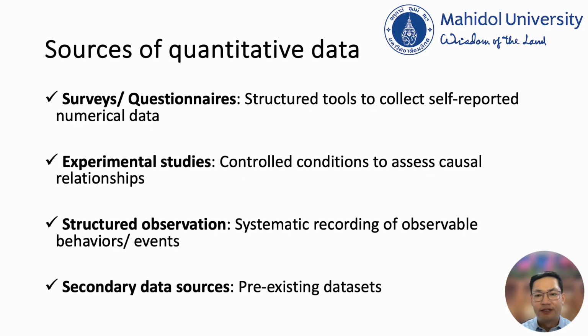There are several sources from which we can obtain quantitative data. One source is surveys or questionnaires, which gather self-reported numerical data. Another is experimental studies, where data is collected under controlled conditions to test causal relationships. Structured observation involves systematically recording behaviors or events. And finally, we can use secondary data sources, such as census data or national health surveys that were collected previously for other purposes.